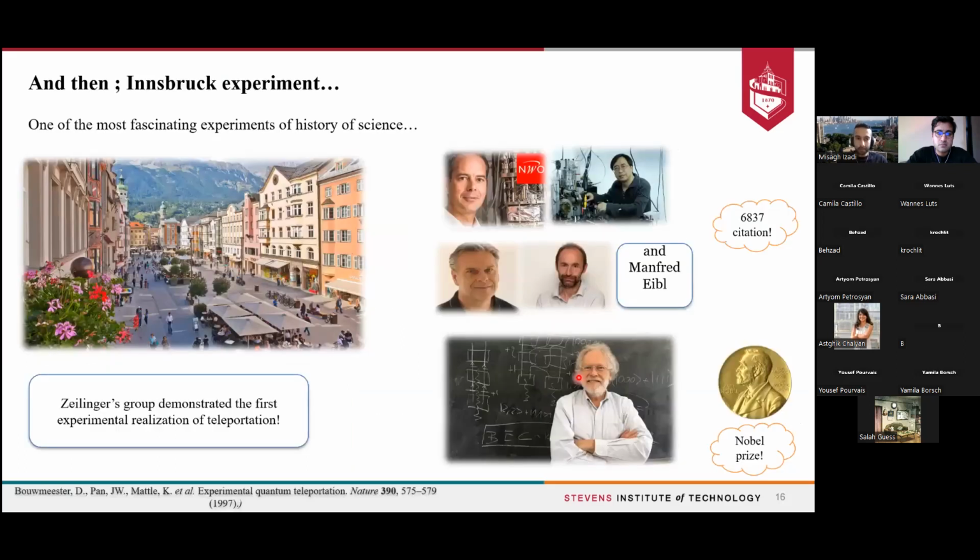Years after that, in a very fascinating experiment in the history of science, in beautiful Innsbruck of Austria, Zeilinger's group did the first experimental realization of quantum teleportation. And it started a new era in quantum technology. And this is the paper we're talking about. It was published in 1997. And so far it has received 6,837 citations, maybe today even one more, who knows. And Anton Zeilinger later got the Nobel Prize for his contributions to quantum entanglement and teleportation.